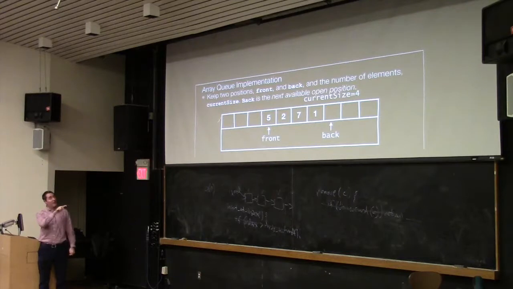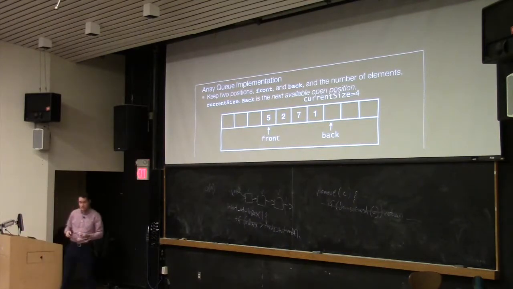For this queue, we've got 4 items in it, meaning the current size is 4. The front is this one, the back is the one after it. We're all okay on that, right? So far, so good? Okay.